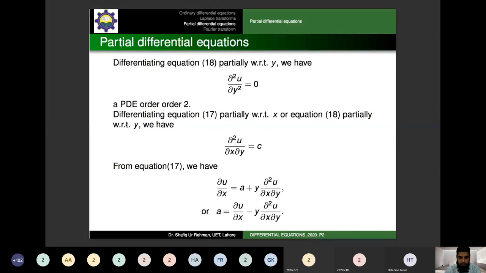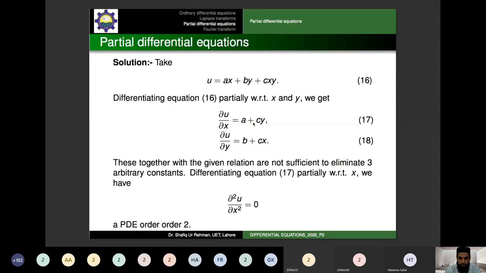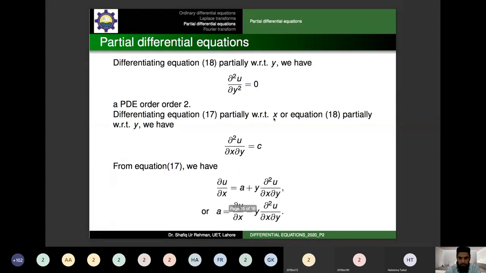So differentiating partially with respect to x, yes, there should be x. Yes, sir. Oh, thank you. So it's a typographical error. Because we have differentiated partially with respect to x here, so here it should be y, and over here it should be x.